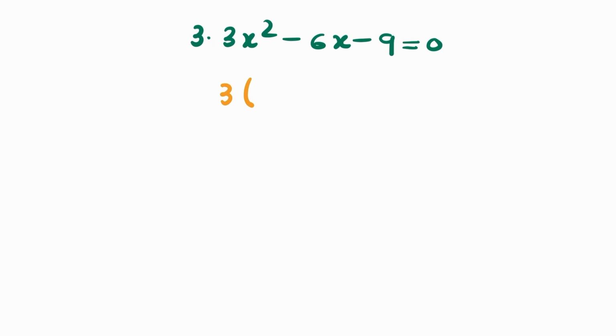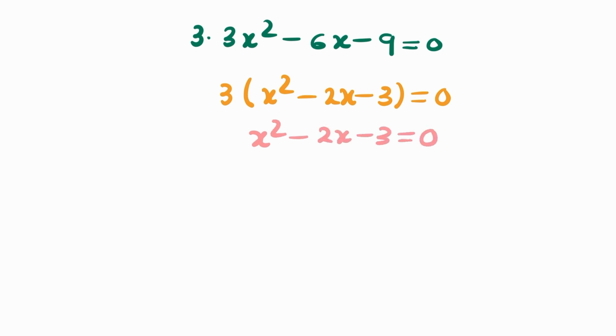3x squared divided by 3, x squared, minus 6x divided by 3, minus 2x, minus 9 divided by 3, minus 3, equal to 0. Now after that, we can divide both sides by 3. Still, if we divide both the sides by 3, we'll be remaining with x squared minus 2x minus 3 equal to 0. Now can you see that here the coefficient of x squared is 1.